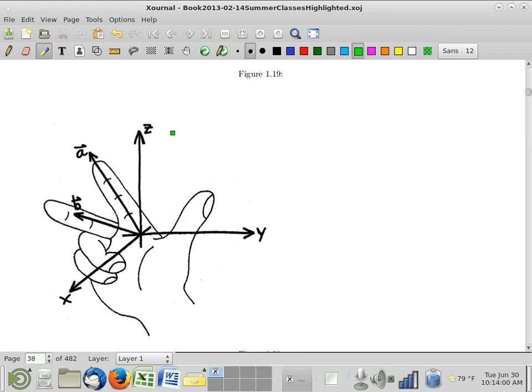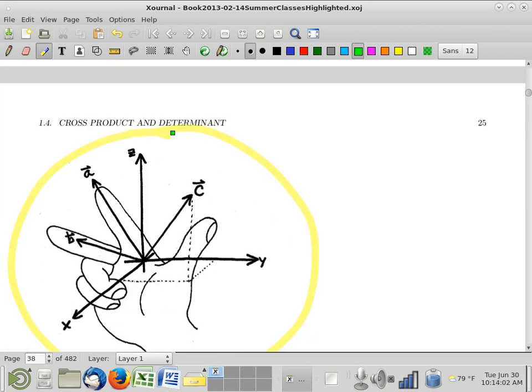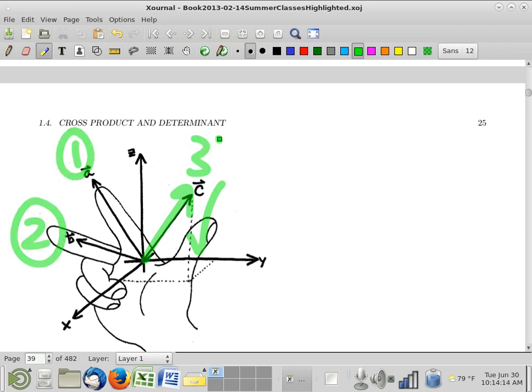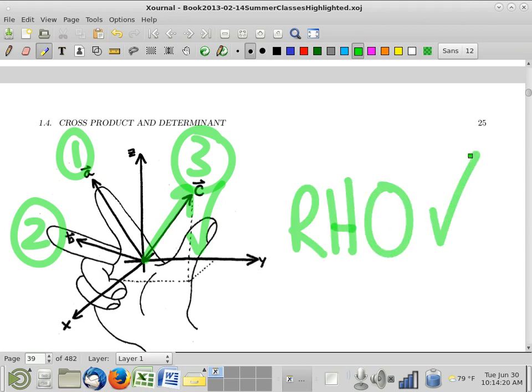And if the third vector points onto the same side of the plane that your thumb does, then we say that ordering, that's first, that's second, this is third, that ordering is what we call a right-hand ordering. Does that make sense to everybody?